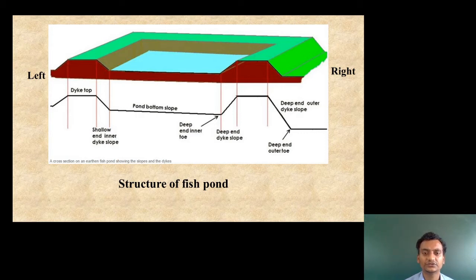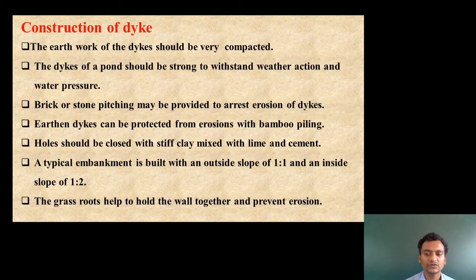The structure of the fish pond shows the presence of a dike. The dike has an external slope, which is present on the outer side of the pond, and an inner slope, which is present inside the pond where the water is stored. It is facing the water side. If the slope of the pond is properly maintained, that will be essential for the drainage of the pond.